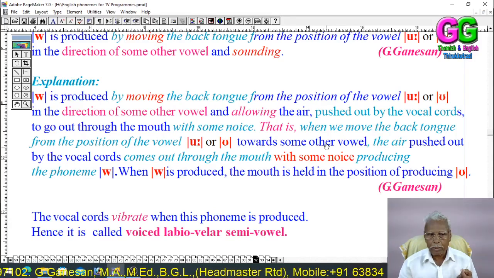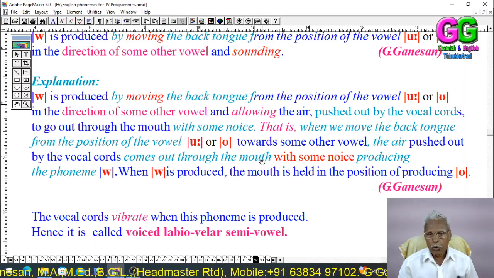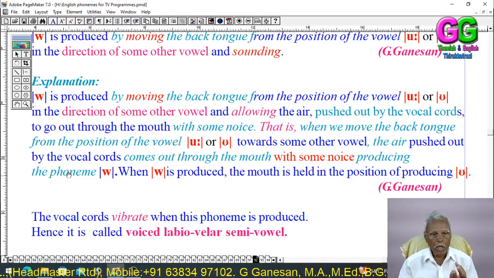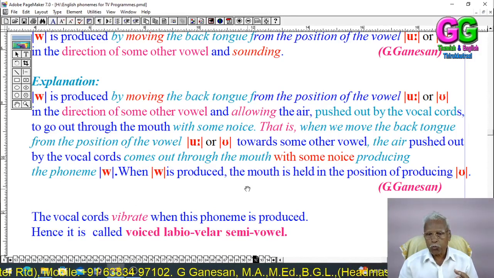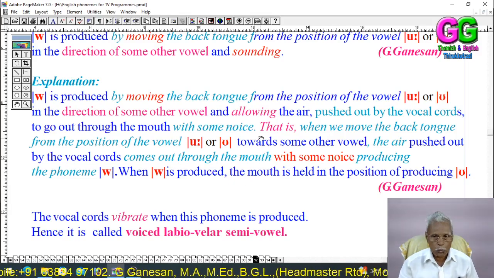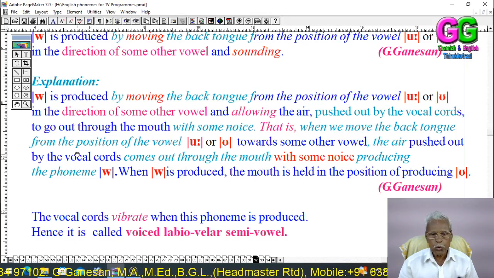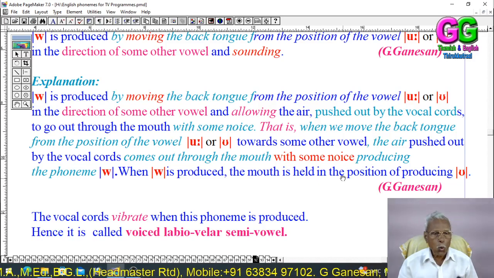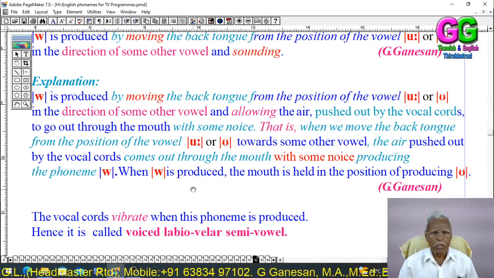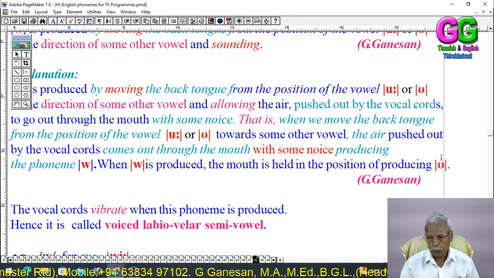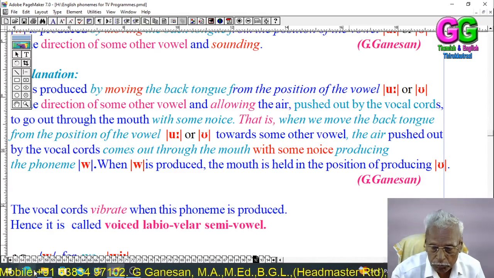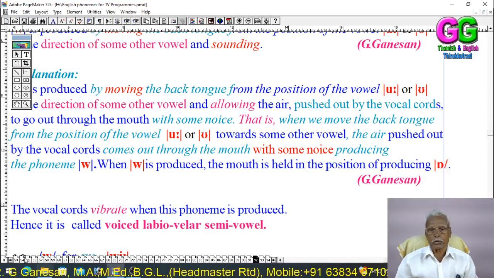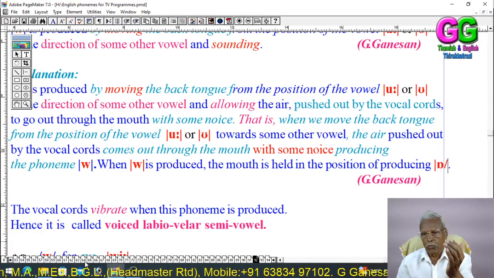That is, when we move the back of the tongue from the position of the vowel oo towards some other vowel, the air pushed out by the vocal cords comes out through the mouth with some noise, producing the phoneme W. When W is produced, the mouth is held in the position of producing oo. So we say, producing W.